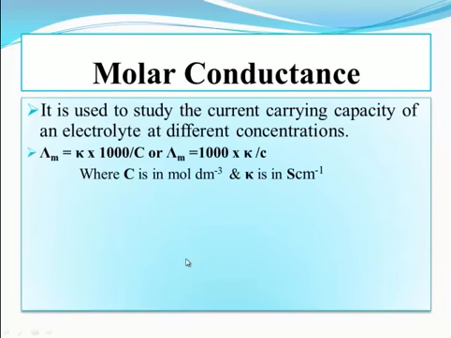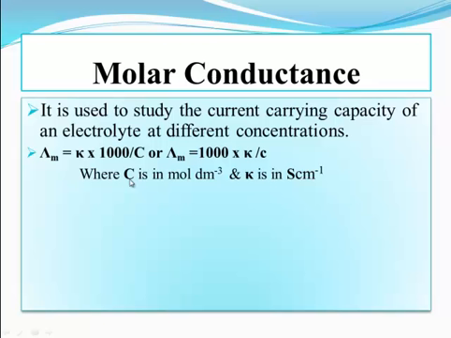Now let's see the formula for molar conductance. The molar conductance is represented as kappa into 1000 upon C, where kappa is obviously the conductivity or specific conductance and C is the concentration of the solution.